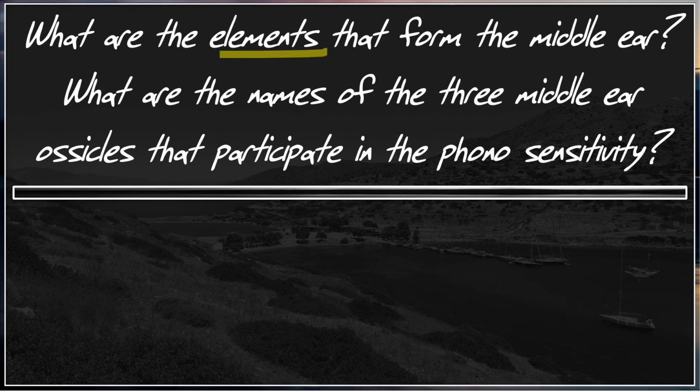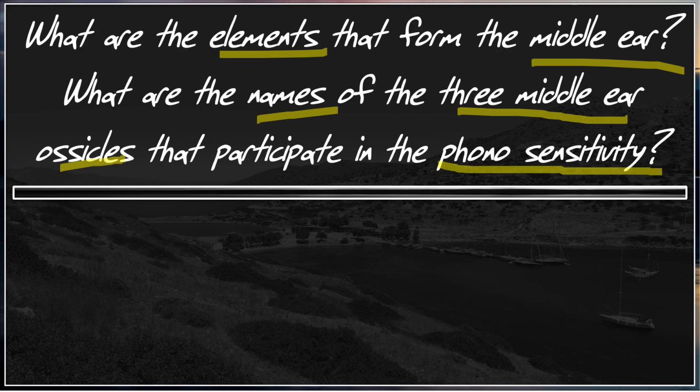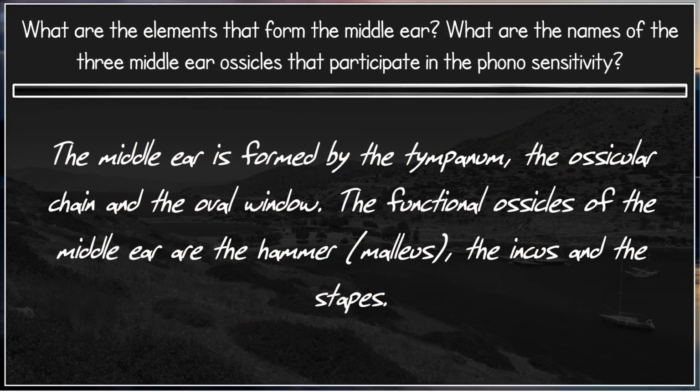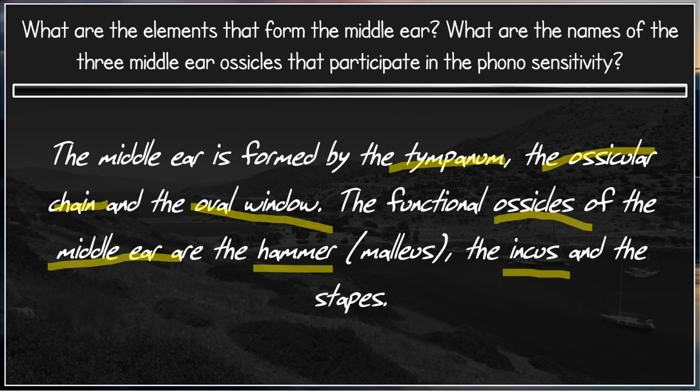What are the elements that form the middle ear? What are the names of the three middle ear ossicles that participate in phonosensitivity? The middle ear is formed by the tympanum, the ossicular chain, and the oval window. The ossicles of the middle ear are the hammer, which is the malleus, the incus, and the stapes.